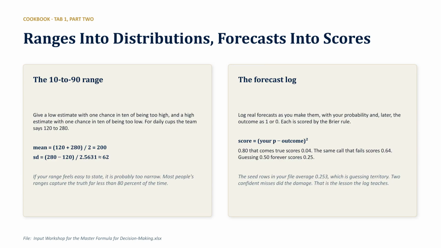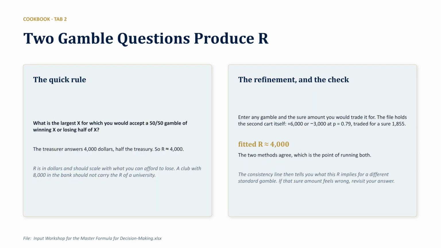Tab 1 also converts ranges into distributions. When estimating quantities, use 10 to 90 ranges to derive the mean and standard deviation. Furthermore, use the forecast log. Tracking your predictions and scoring them with the Brier rule is the most effective way to train your calibration over time.